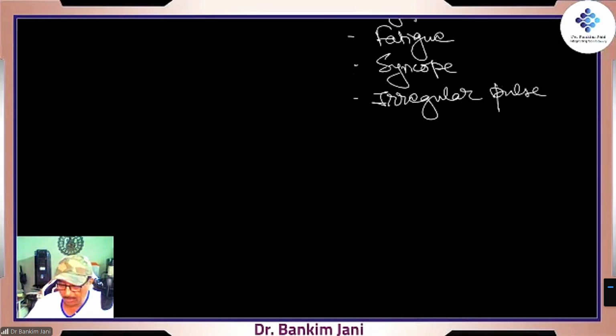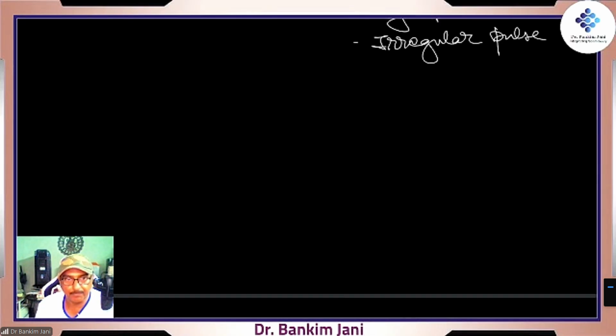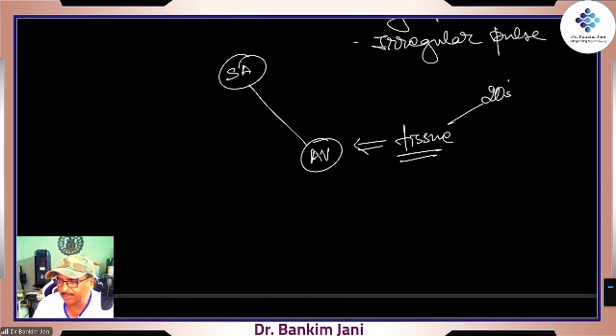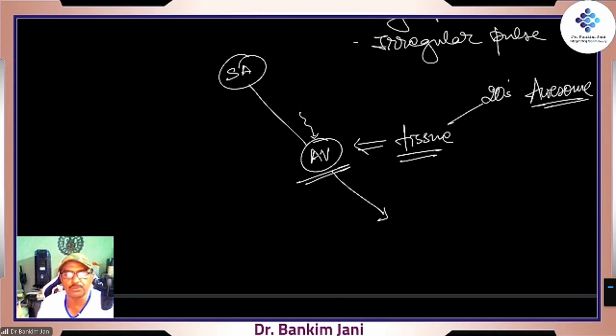On to one more concept. This is the SA node. This is the AV node. The AV node is a type of tissue. In your 20s, your SA nodes will be awesome. A small pulse comes, and immediately it will transfer it to the ventricles, because tissue quality is so good.